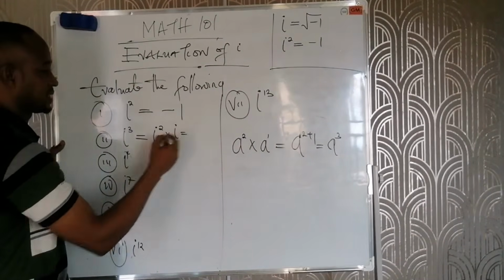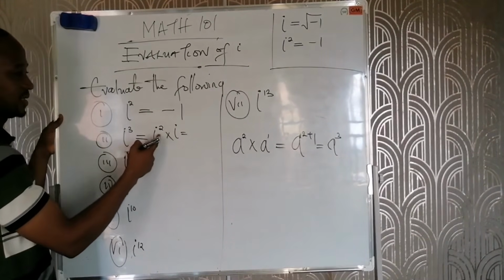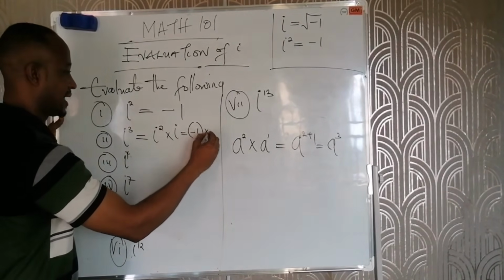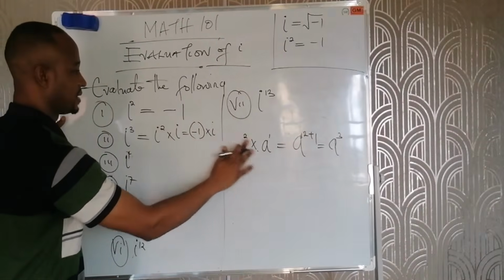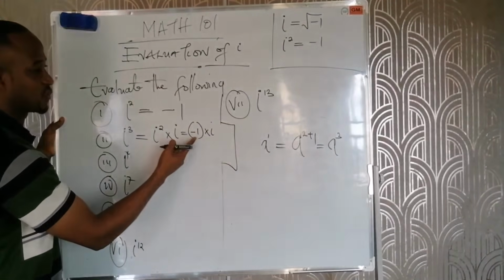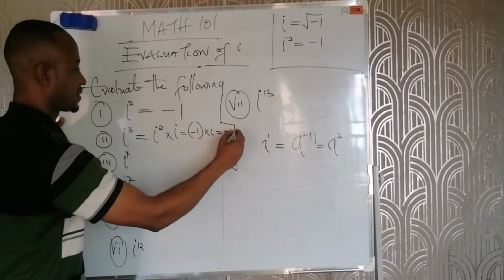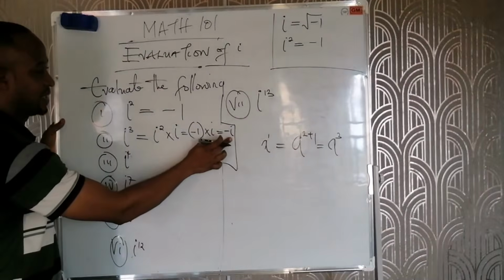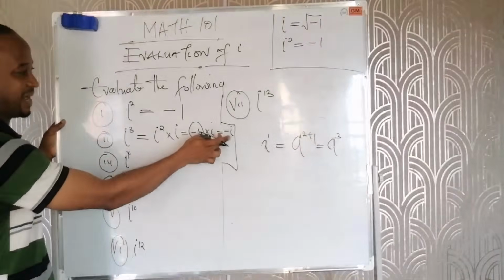And that will give us what here? The value of i squared is minus 1. Don't forget. Minus 1 times i. Alright? So if we multiply this, minus 1 times i will give us minus i. So the answer to this is simply minus i.